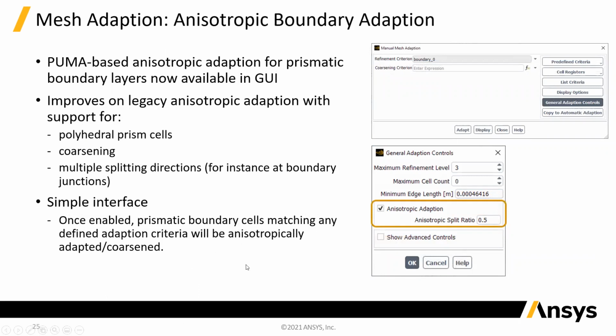Puma-based anisotropic mesh adaptation is there now, and particularly that can be used for splitting prism cells. So for those who like to make relatively few prism cells to get a good quality mesh, and then go and use these tools to split, that's going to be there now in a nice simple interface.